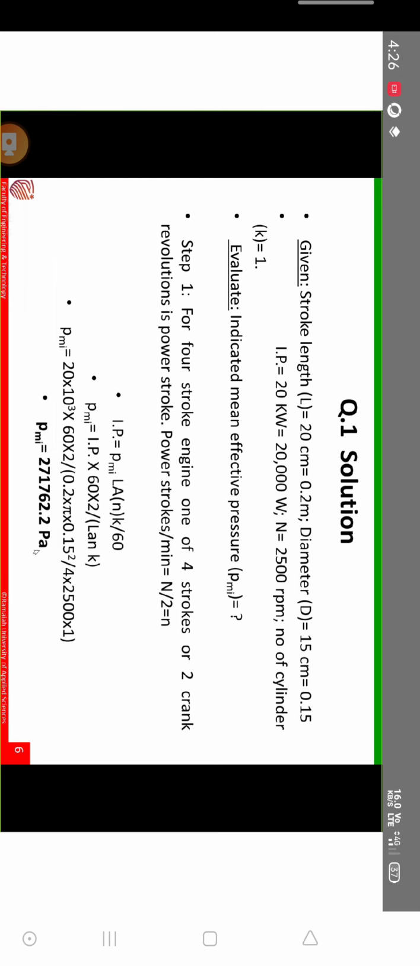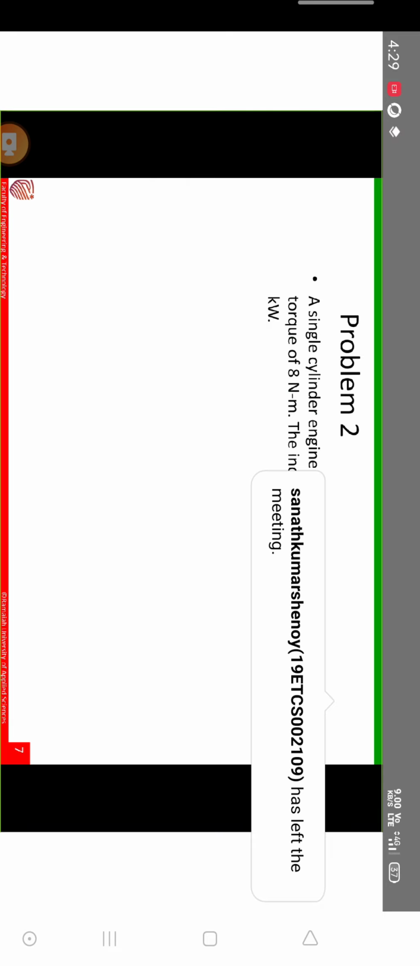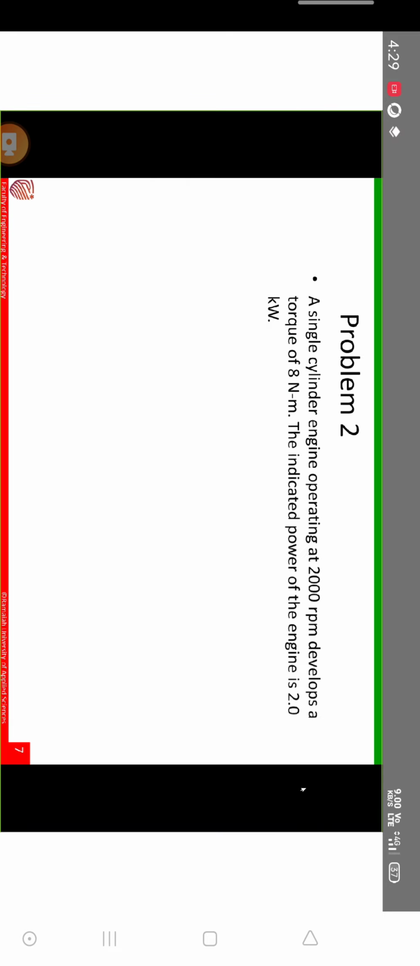Any doubts with respect to this? This is a simple problem I'll be starting with. A single cylinder engine operating at 2000 rpm develops a torque of 8 Newton meter. If you observe in the first sentence itself, they have given it is a single cylinder engine, but they have not told whether it's a 2-stroke or 4-stroke. They have mentioned it's operating at 2000 rpm, this is capital N, and develops a torque of 8 Newton meter. The indicated power of the engine is 2 kilowatt.